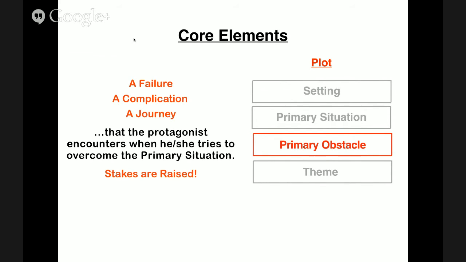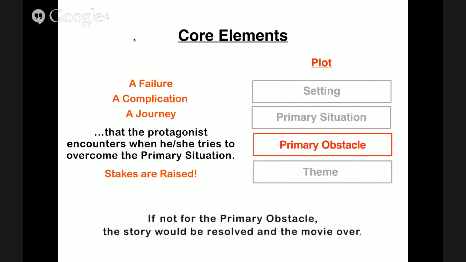It's getting desperate. Okay? If not for the primary obstacle, the story would be resolved and the movie's over. So, let's say the character, in response to a primary situation, their plot motivation is to do X, Y, and Z. And it works. And this problem's solved. Well, basically roll credits. The problem is you're only 40 minutes into your movie at that point. Something else has to happen.